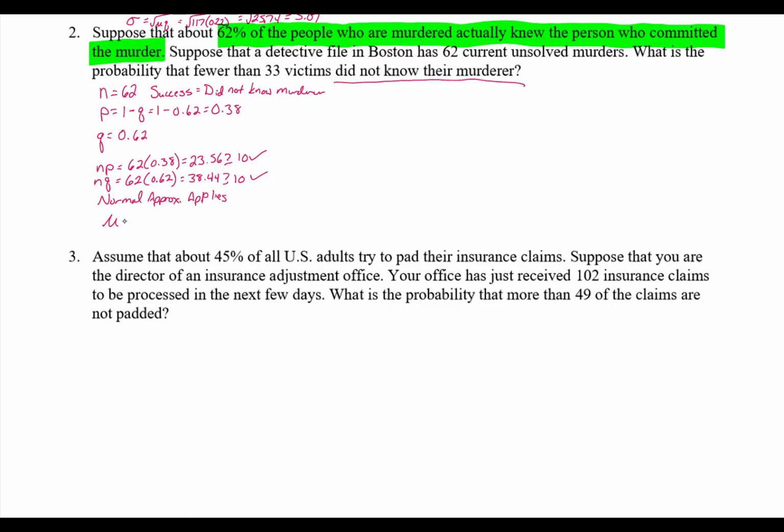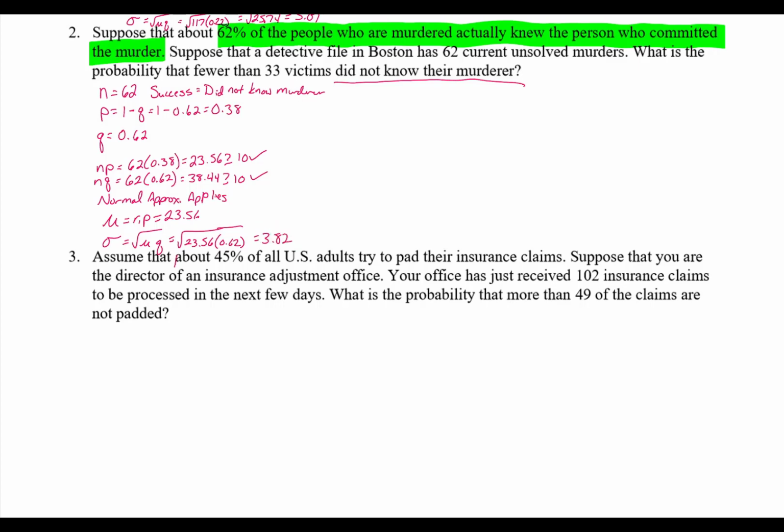So now we want to find the mean and standard deviation of our binomial random variable. So our mu, remember, that's n times P. So we already calculated that when we were checking, so that's 23.56. And then our standard deviation is going to be the square root of mu times Q. So that's the square root of 23.56 times 0.62, which is 3.82.